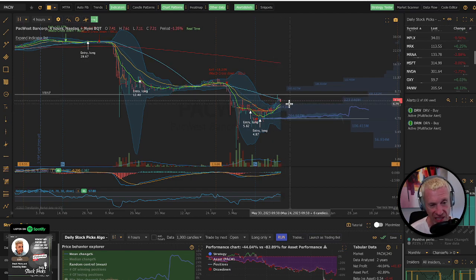It's crossed its 50-day. It's nowhere near the 200-day. If these guys survive, it's going back to the 200-day at 16. If they survive, this is a gamble. This is 100% gambling on that one. But PACW is running right there.